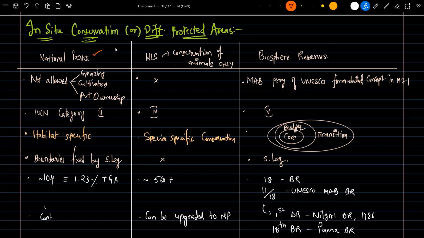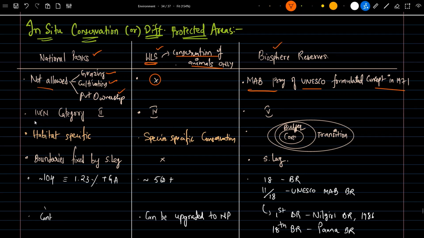Now let's understand the difference between wildlife sanctuaries, national parks and biosphere reserves. In national parks, grazing, cultivation and private ownership of land are not allowed, whereas there is no such restriction in a wildlife sanctuary. Also understand that in a wildlife sanctuary, conservation is for animals only. Next is the biosphere reserve. The biosphere reserve was a concept brought by the MAB, Man and Biosphere Programme of UNESCO, formulated in 1971.